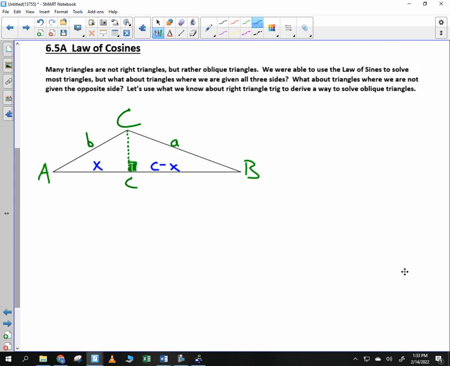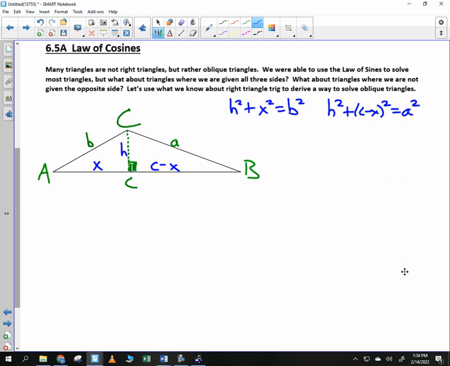So I don't really have what I want, but I'm going to try to come up with something that can relate sides A, B, and C. I'm going to call this H, and I'm going to write two expressions using the Pythagorean theorem. Give me one expression that involves the Pythagorean theorem. Good. H squared plus X squared is B squared. Give me another expression that involves the Pythagorean theorem. Good.